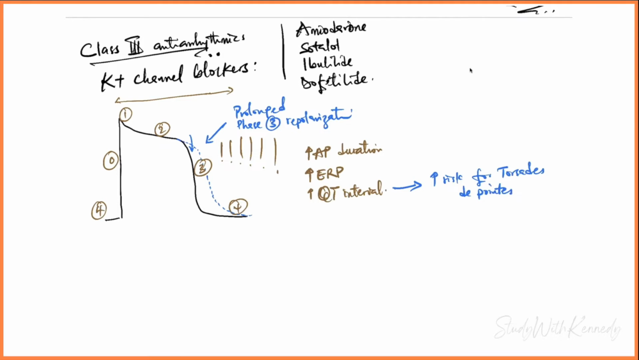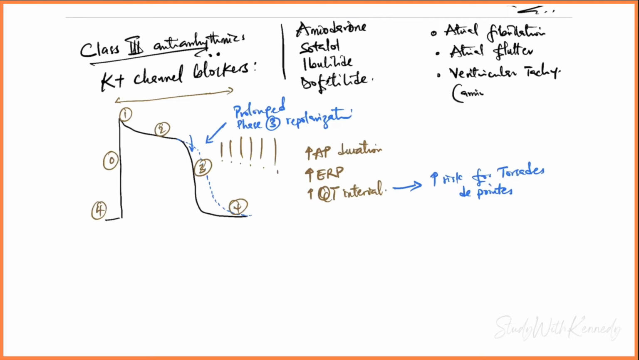That is important. These medications are used for 3 major purposes that you have to remember. One is for atrial fibrillation. The second is for atrial flutter. And the third is for ventricular tachycardia. For ventricular tachycardia, you may want to remember that it's primarily amiodarone and sotalol that have the ability to manage it.